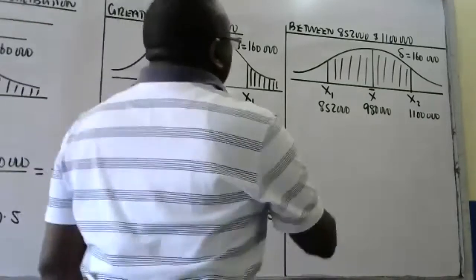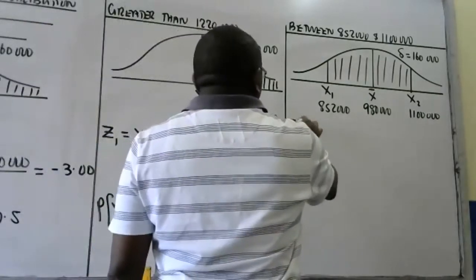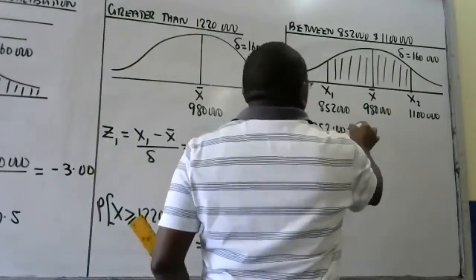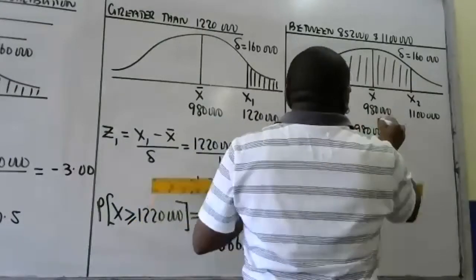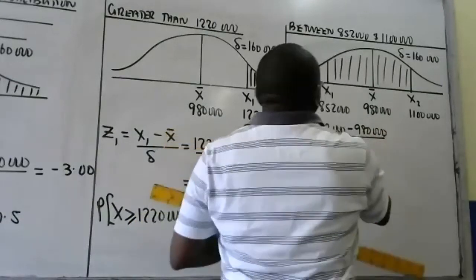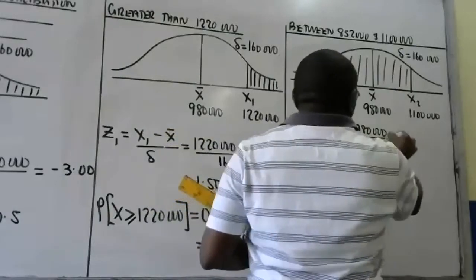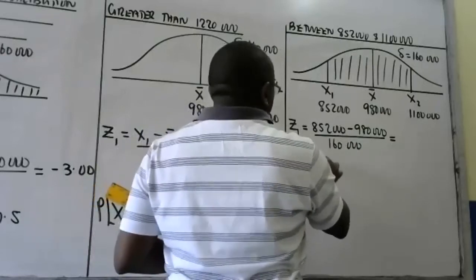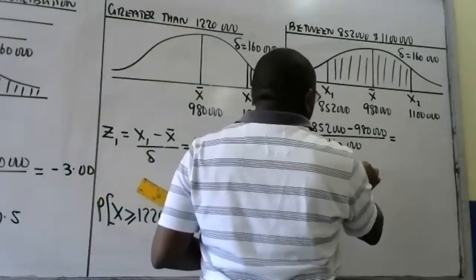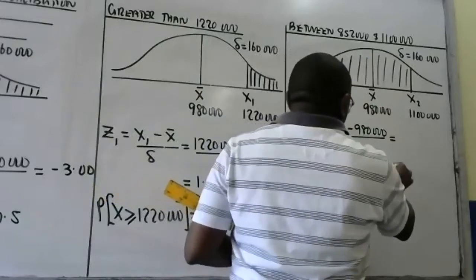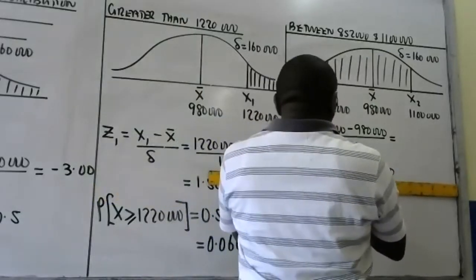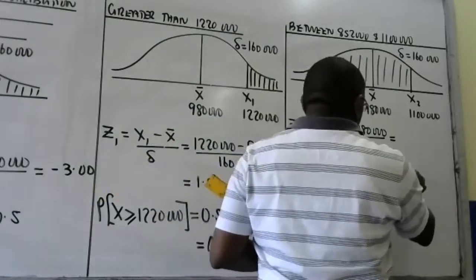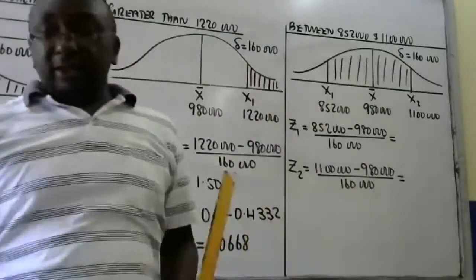So now we get Z1 as 852,000 minus 980,000. You divide by 160,000. And then Z2 will be 1.1 million minus 980,000. You divide by 160,000.